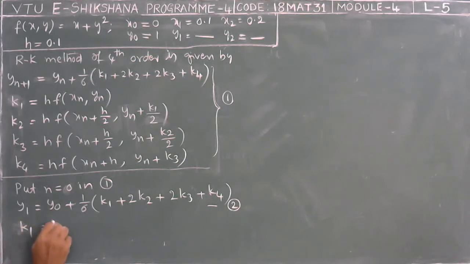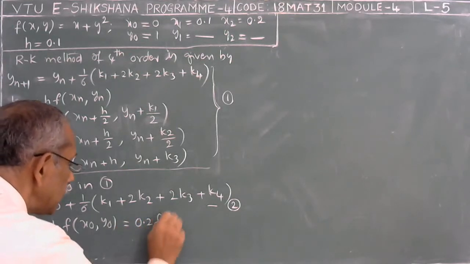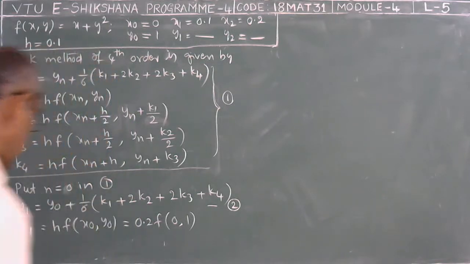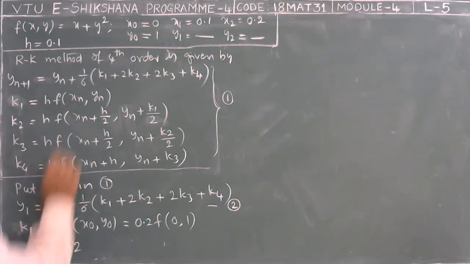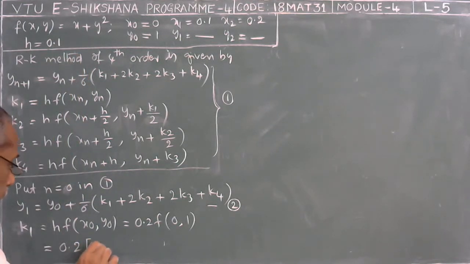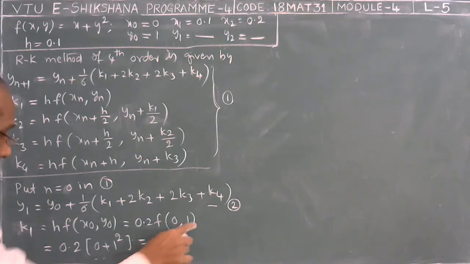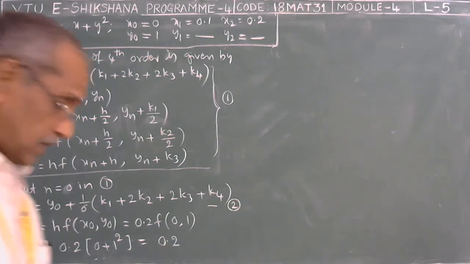k1 is h into your form. When it is 0, x0 comma y0. What is x0? 0 comma y0. So this is 0.2 into f of 0 comma y0. When x0 is 0, y0 is 1. So apply the definition. So this is equal to 0.2 into x plus y square, 0 plus 1 square, right? So k1 value is 0.2.